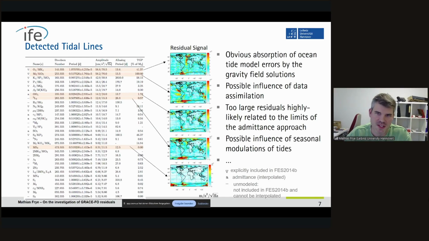In the residual signal, he found some constituents that were already included as background model in the processing, but he also found some frequencies that are not included in the background modeling. Which is perhaps the foundation of future modeling approaches for ocean tides.